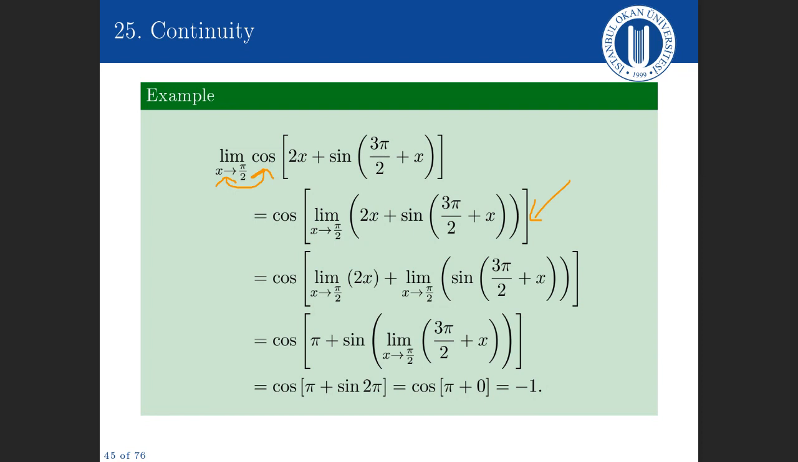Sum rule, limit of x squared plus the limit of sine of something. Sine is continuous. Anytime we have a continuous function, we're allowed to swap the positions of the limit and the function. So instead of writing limit of sine, we could write sine of limit. And then after we've done that, we can replace all of the x's by pi over 2 and get our answer.